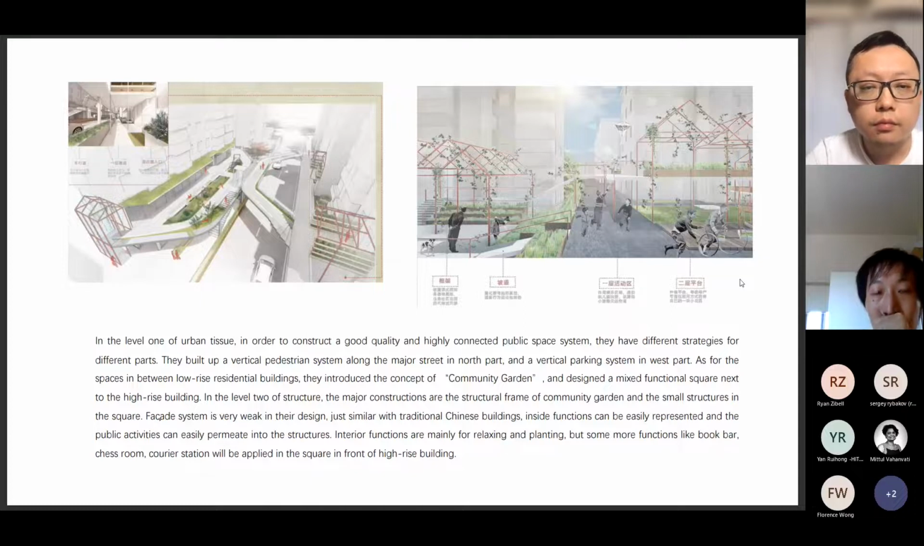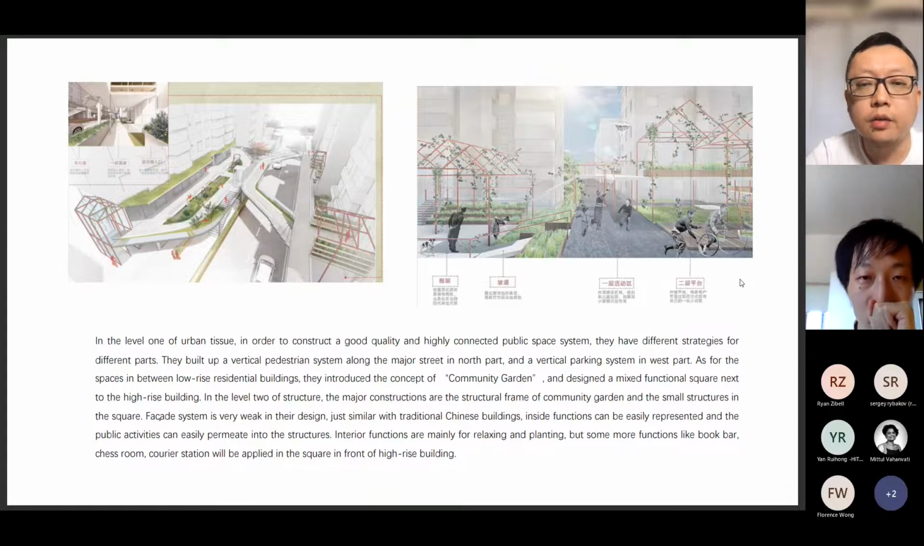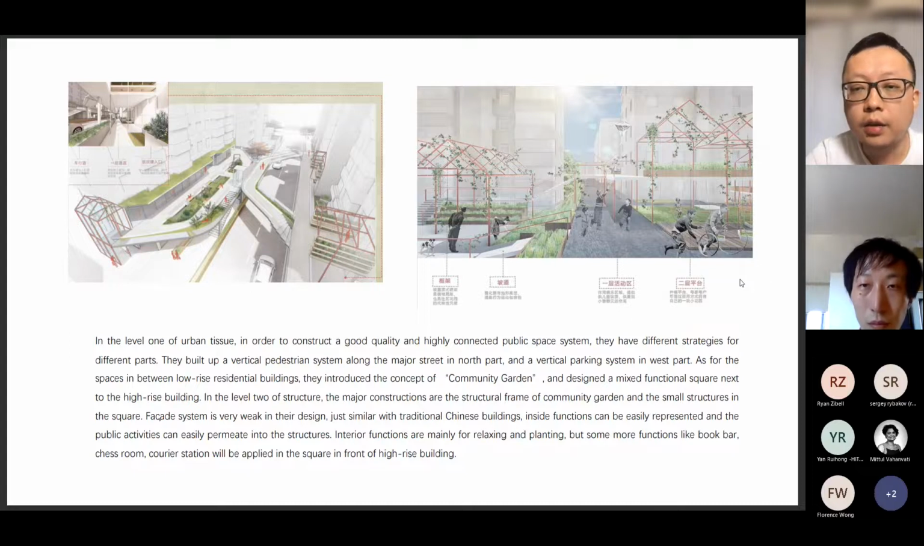In level 1, in order to construct a good quality and highly connected public space system, they have different strategies in different parts. They build a vertical pedestrian system along the major street in the north part and a vertical parking system in the west. They also introduce the concept of community gardens. In level 2 of the structure, they introduce a very light and transparent structure system to integrate with the community gardens. So they have a very weak intervention at the facade level and the interior level.